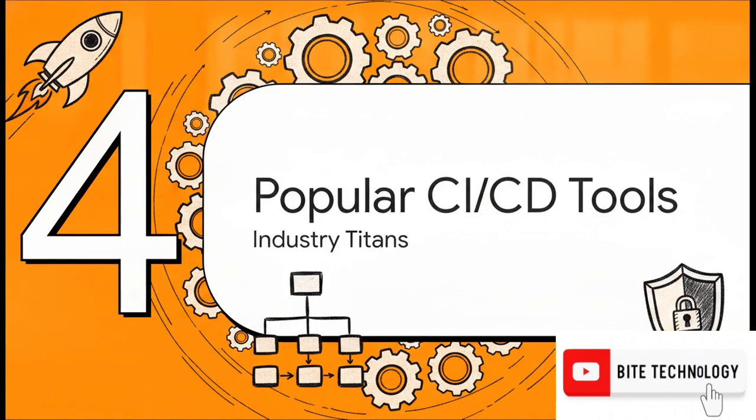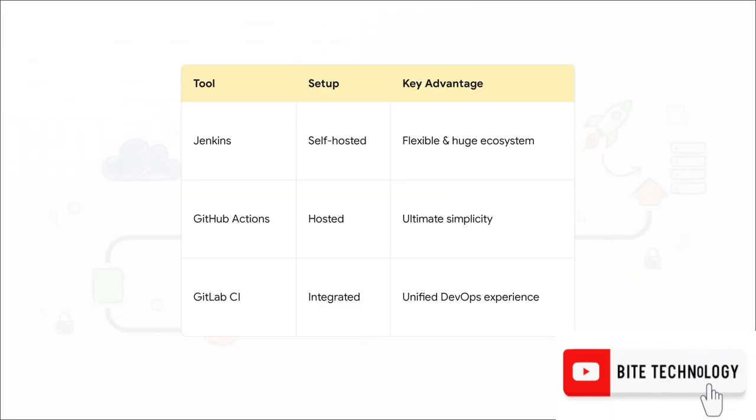Section 4. Popular CI/CD tools. Now, what's really interesting about this next part is seeing how different platforms handle this exact same workflow. We've got 3 heavy hitters here. First up is Jenkins. It's self-hosted, it's incredibly flexible, and it has a frankly massive plugin ecosystem. But the trade-off? High maintenance. Next, we have GitHub Actions. This one offers ultimate simplicity. It's hosted, uses simple YAML files, and lives right there with your code, so you aren't managing servers.